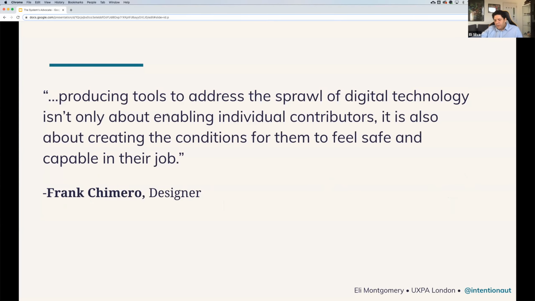And one of the things that I think is so important here is thinking about how we empower people to really dig in and own their work, right? I love this quote by Frank Chimero: producing tools to address the sprawl of digital technology isn't just about enabling individual contributors. It's also about creating the conditions for them to feel safe and capable in their job.